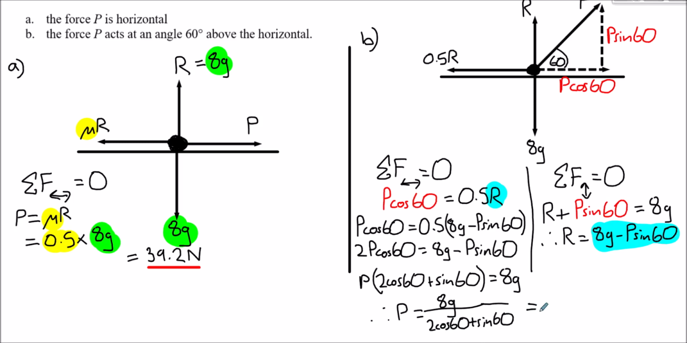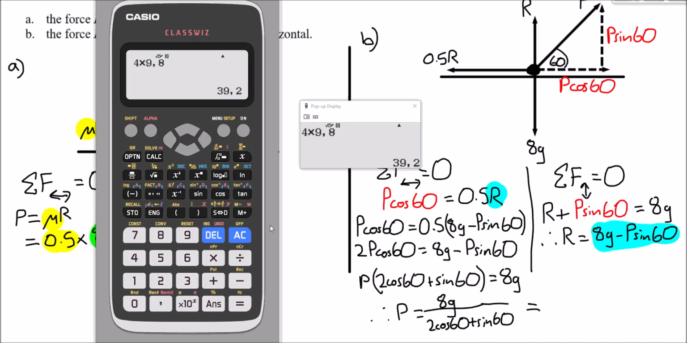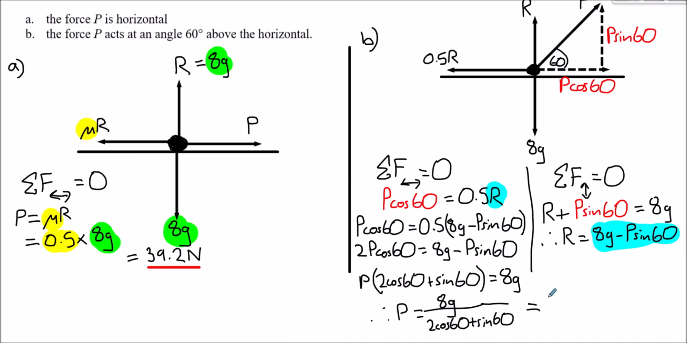So plug that into the calculator. Whatever drops out will be what we need. So we're going to have 8G, so 8 multiplied by 9.8, all divided by 2 cosine 60 plus the sine of 60. So we've got here 42.0 newtons.